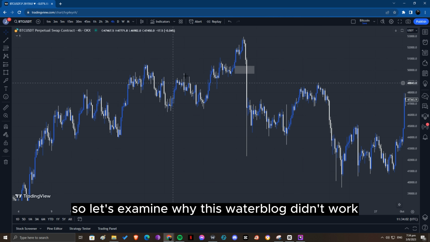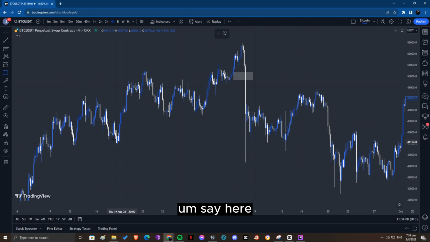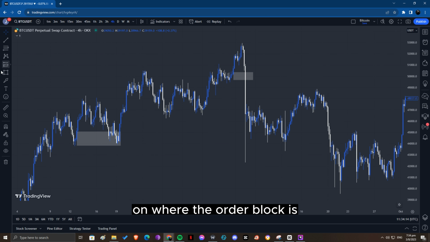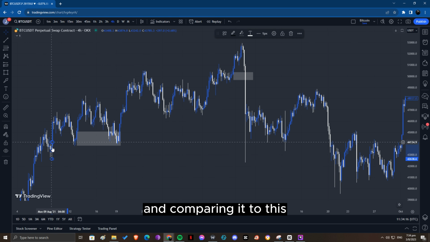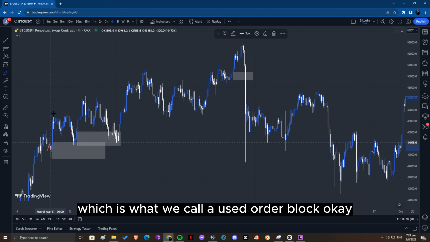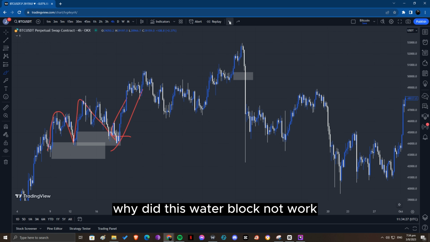So let's examine why this order block didn't work. If we compare it to the previous order block, like let's say this one, we're not going to draw it very precisely, but we just get a general idea of where the order block is, and compare it to this, which is a mitigated order block, which is what we call a used order block. So comparing this and this, why did this order block not work?